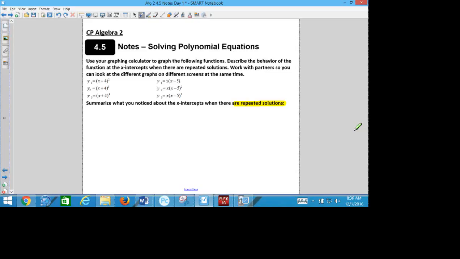If there are repeated solutions, write yourself some notes about what happened to the graph when there were 2 of the same solution. We had x minus 5 squared. It didn't just pass through it. What happened? It touched it and went back the same direction. It looked like a parabola at that point. What happened when there were 3 solutions?